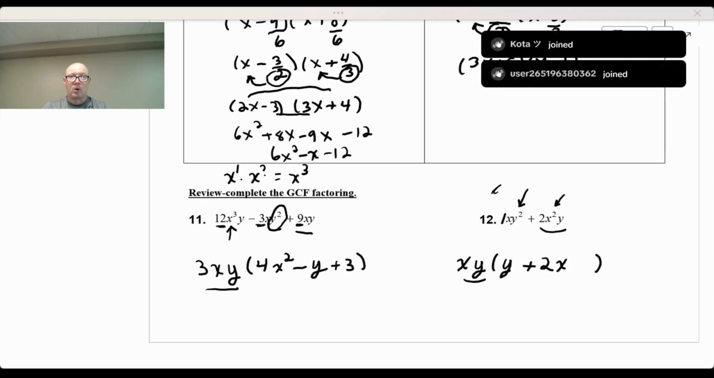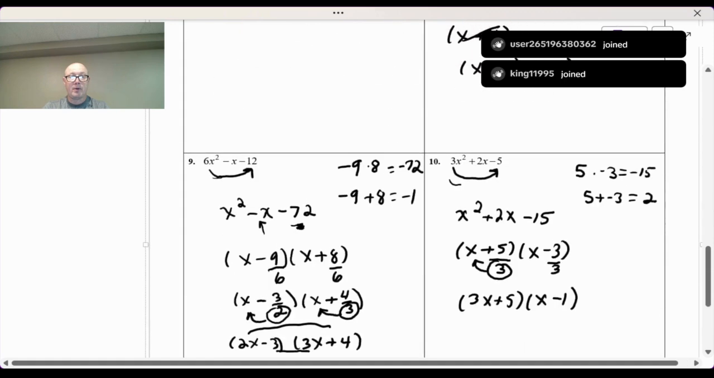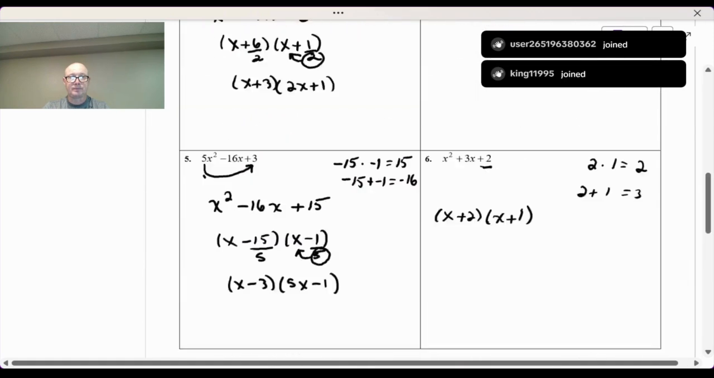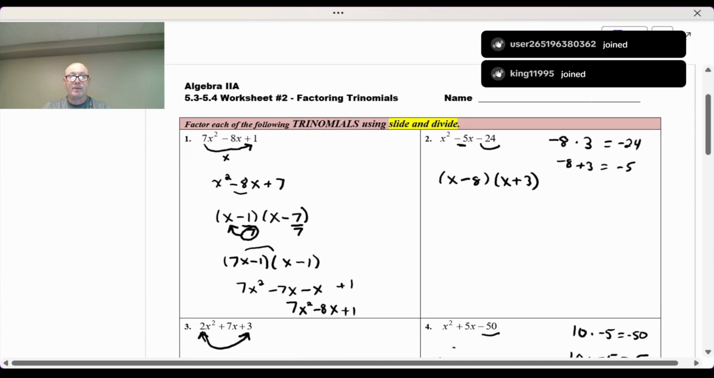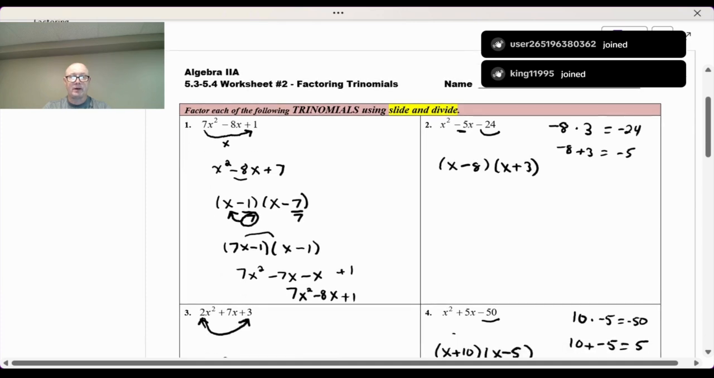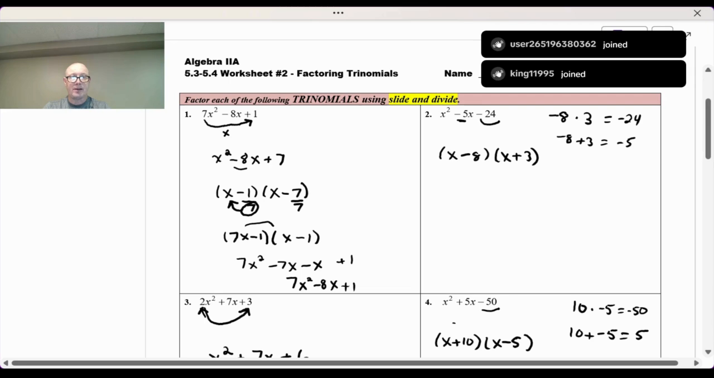All right, so what did we learn from this? In this case here, when we go back up, we learned slide and divide factor. Let me show you another way that you can factor these. So let's try a different method of factoring.